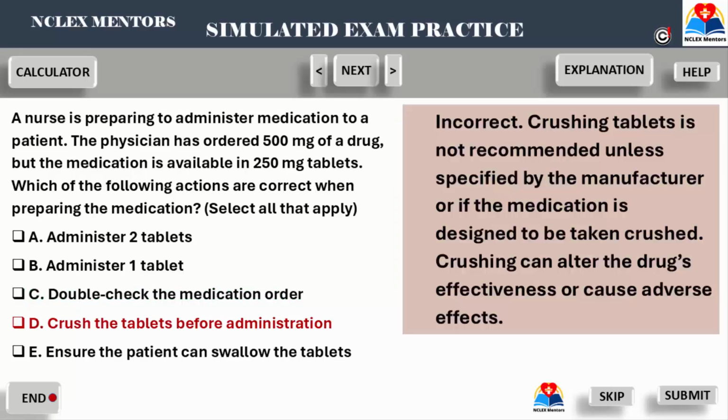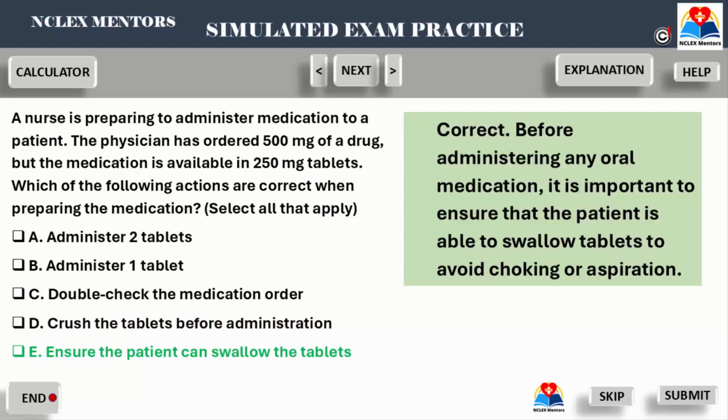Option D, crush the tablets before administration. Not this one, unless it's specifically allowed. Some medications should not be crushed because it can change how they're absorbed or even cause side effects. Always check the manufacturer's guidelines or pharmacy instructions before doing this.